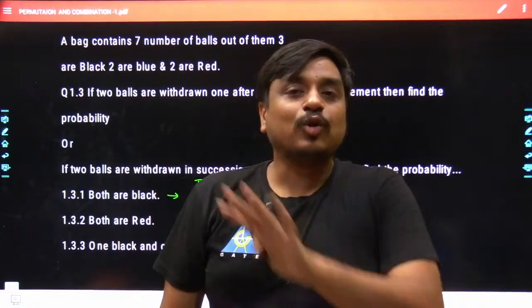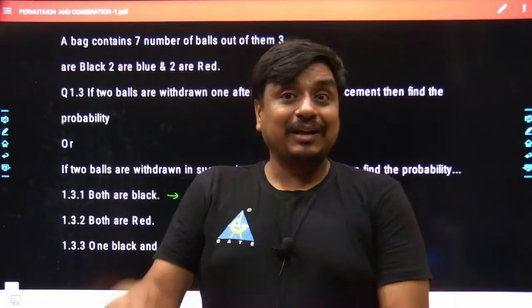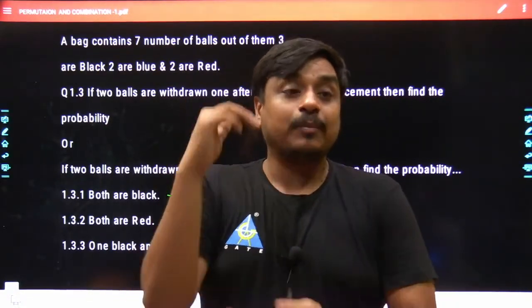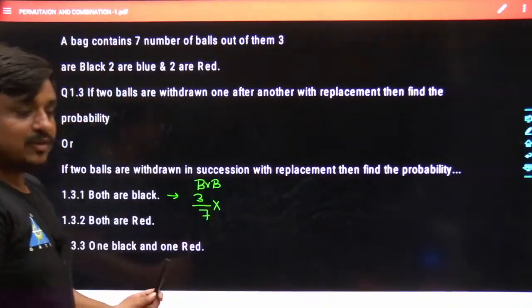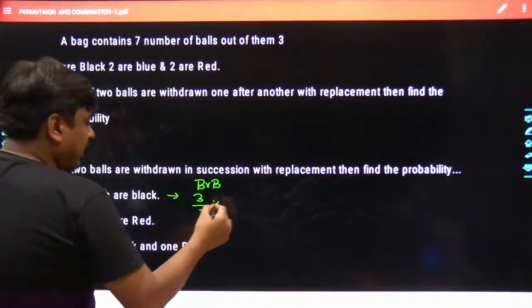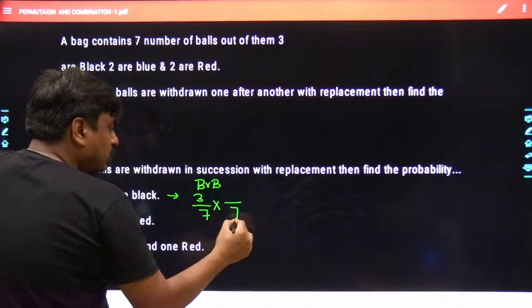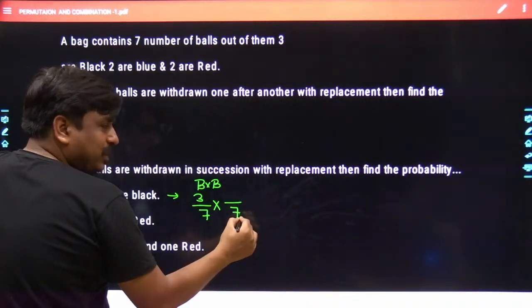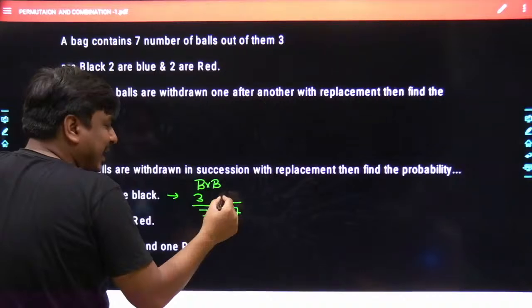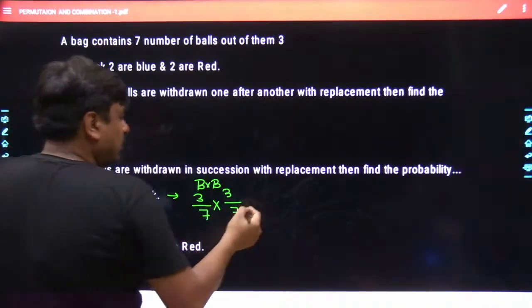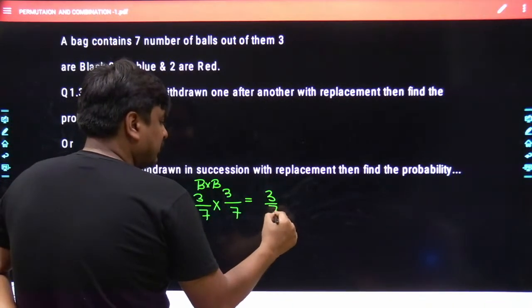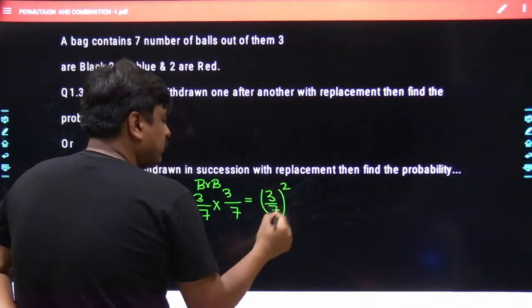That means there has not been any reduction of the balls, either in the total number of balls or in the black balls. Could you understand what I am saying? So here again, the number of balls has been brought back to 7, and the number of black balls has been brought back to 3. So may I know what would be the answer over here? It's simply going to be 3 divided by 7, raised to the power of 2.